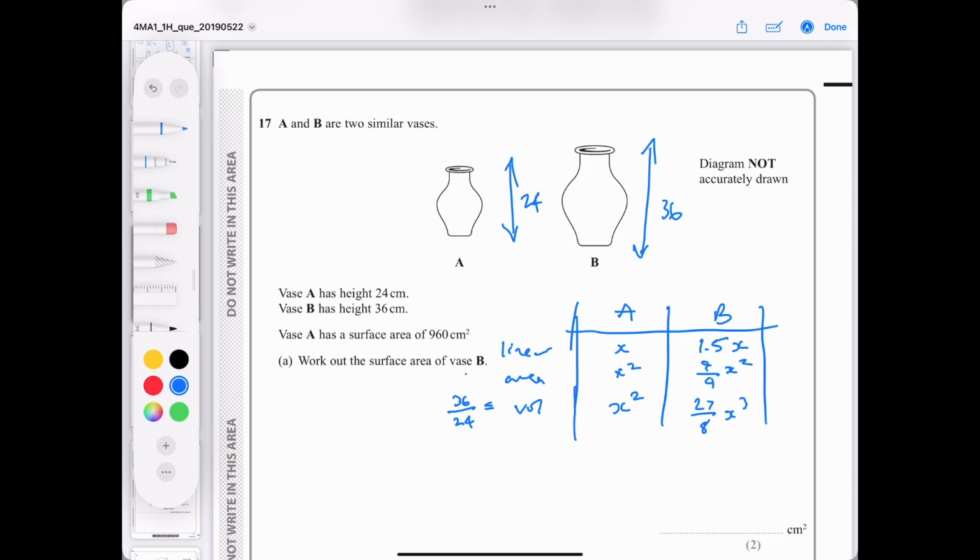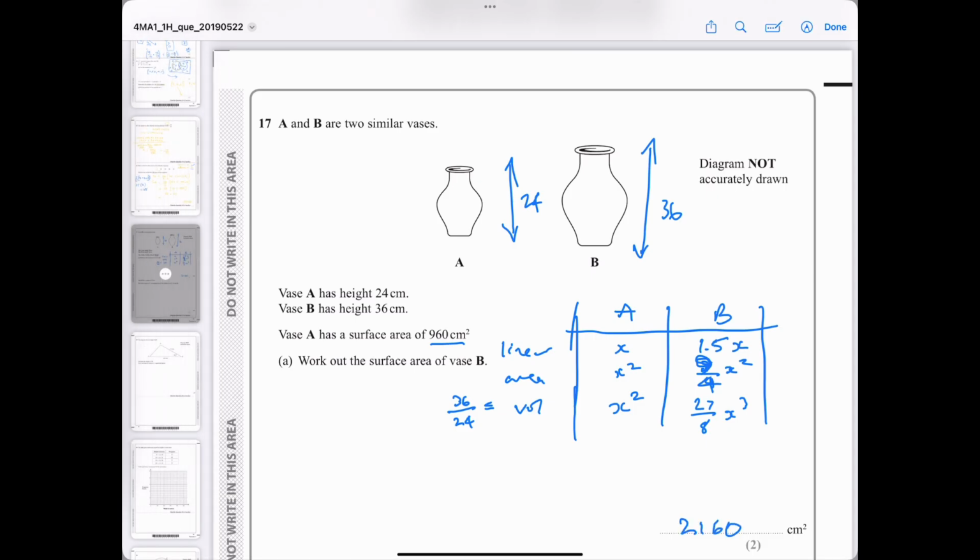Anyway, so the surface area, so vase A has a surface area of 960, and therefore the surface area of vase B would be, oh good lord, my 9s and my 4s are very similar. 9 over 4, so we would do 9 over 4 times 960 equals 2160 centimetres squared.